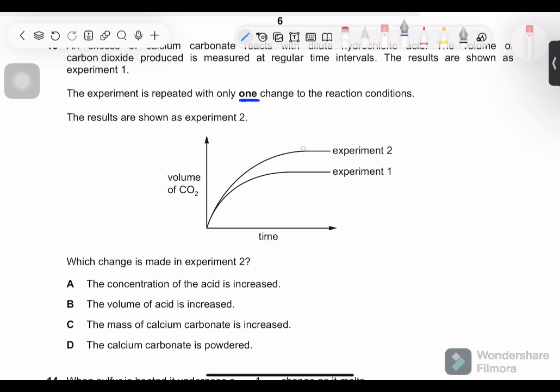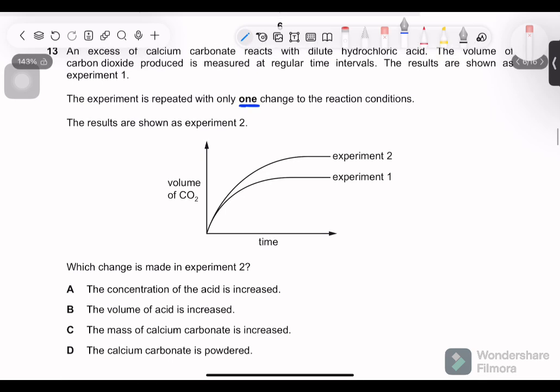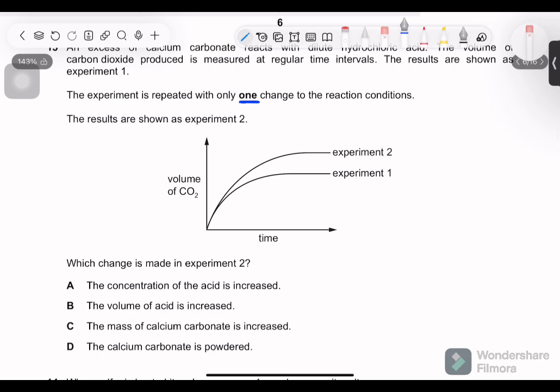More carbon dioxide is produced after the reaction. And the rate of reaction, by the way, is looking to be the same. So only the volume of the product is increased. So anything affecting the rate will not be the correct answer, because the rate, the gradient, the slope is the same. So concentration affects rate, incorrect. Mass does not affect rate. Powdering the calcium carbonate affects rate, so incorrect.